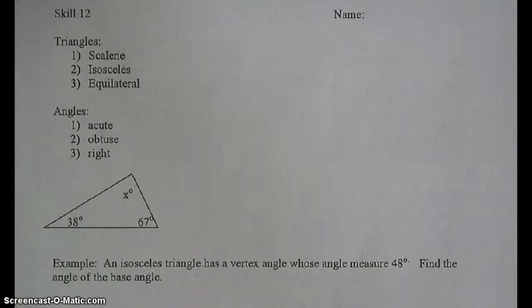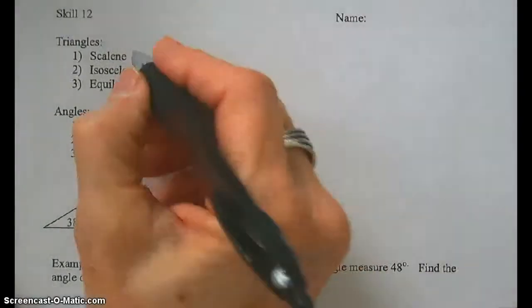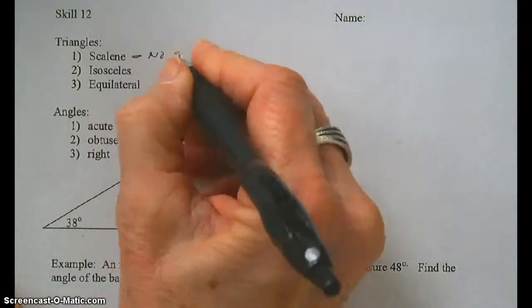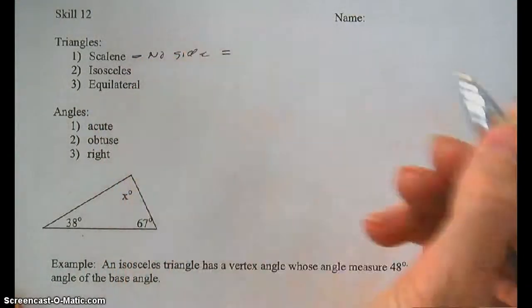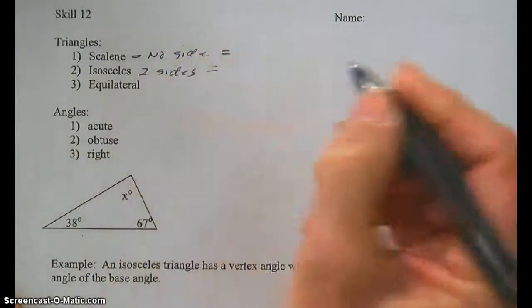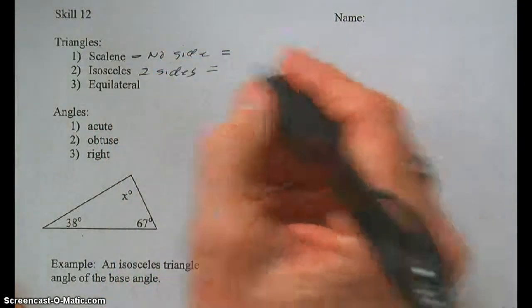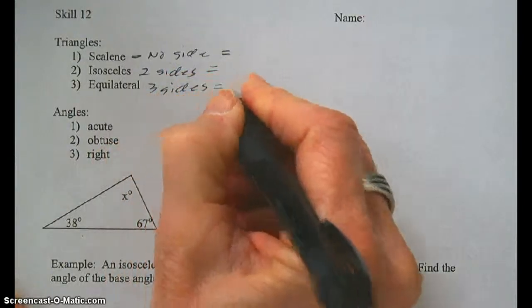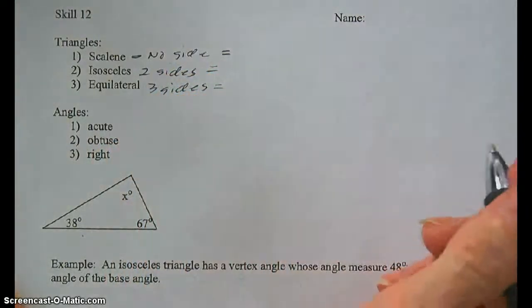Today I'd like to give you some notes on triangles. So if you'll just do some brief definitions again here. A scalene triangle is a triangle where no sides are equal. Isosceles, two sides are equal, which means two angles will be equal. Equilateral, three sides are equal, which means three angles will be equal.